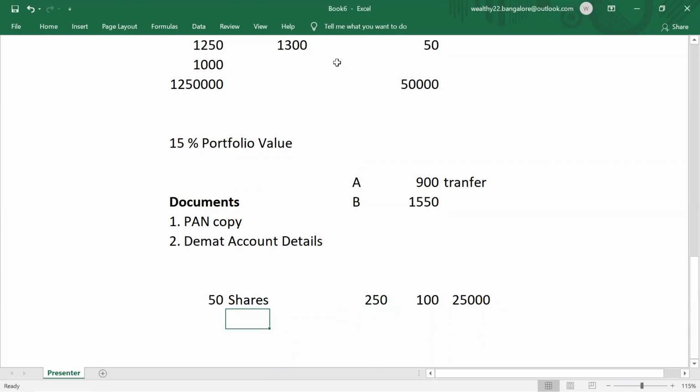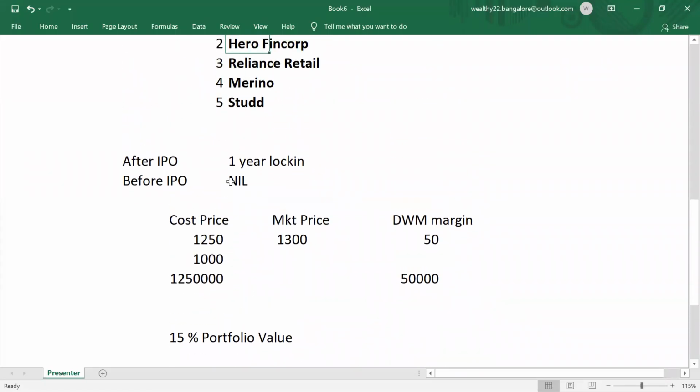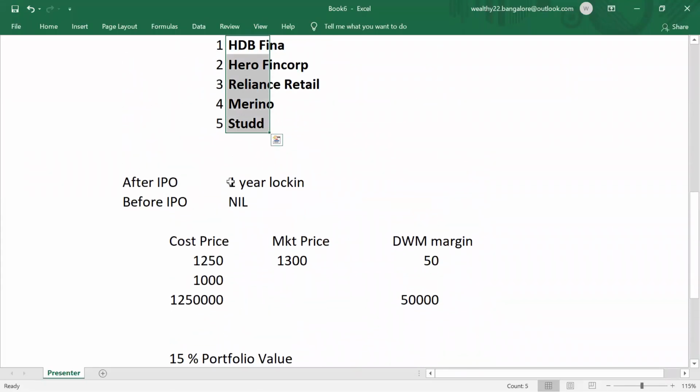So for these unlisted shares, you're suggesting a time period of at least 1 year, right? At least 1 year, yes. And right now we have this option, what you mentioned. There are a lot many more shares. We'll give you the more ones. These are those top ones that we have been recommending to you. Okay.